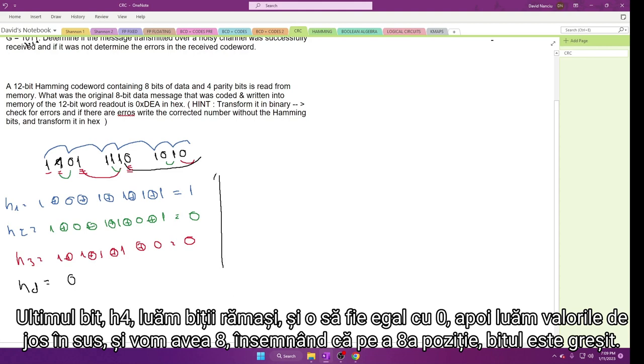We take the values from upside down, and we'll get an 8, meaning that on the 8th position the bit is wrong.